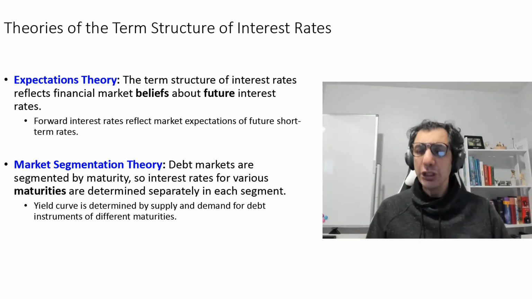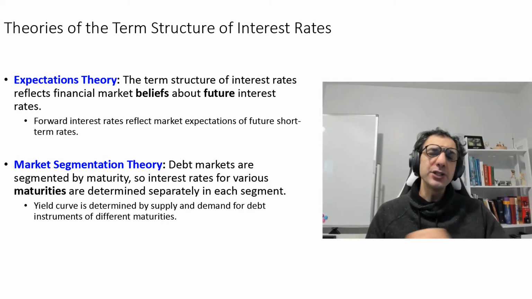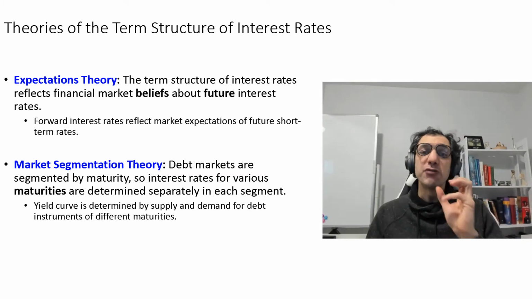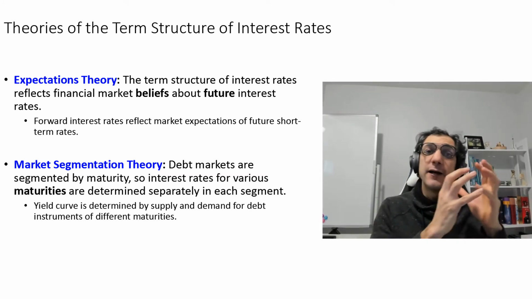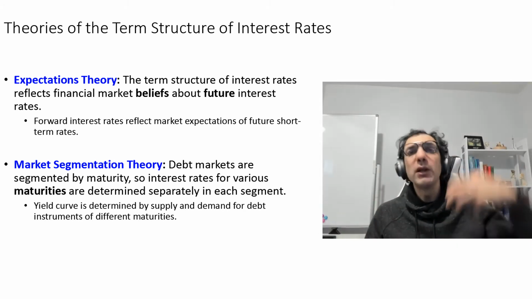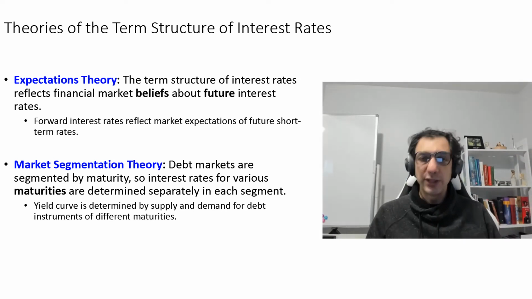There are several theories regarding the term structure of interest rates. I'm going to address two major of them here. The first one, which is, I would say, the most important one, is called expectations theory. Expectations theory argues that the term structure of interest rates demonstrates the financial market's beliefs about future interest rates. So it's all about expectation. It's all about beliefs of the future interest rates.